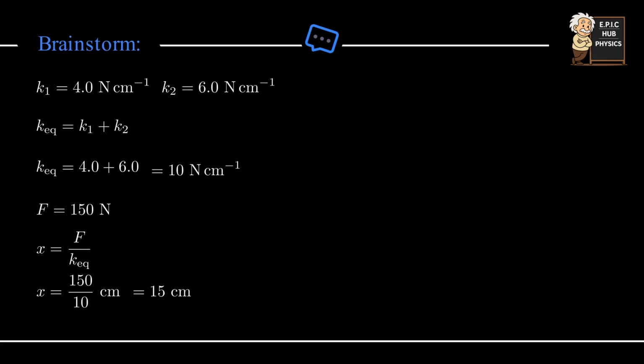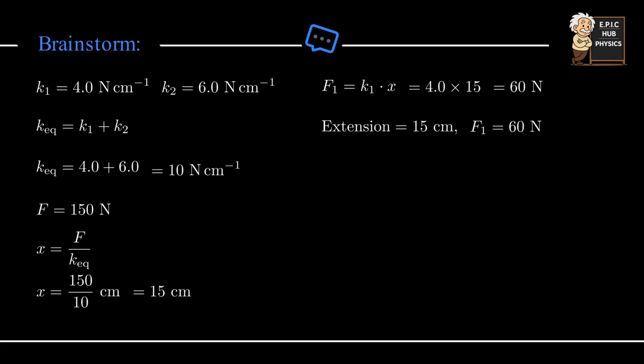Now that we know the extension, we can determine the force carried by spring A. Since the springs are in parallel, both springs extend by the same amount, which is 15 centimeters. The force carried by a spring is given by Hooke's law, which states F equals K multiplied by X. So for spring A, we write F1 equals K1 multiplied by X. Substituting the values gives F1 equals 4.0 multiplied by 15. This gives a force of 60 newtons. So the extension of the system is 15 centimeters, and the force carried by spring A is 60 newtons. This is our final answer.